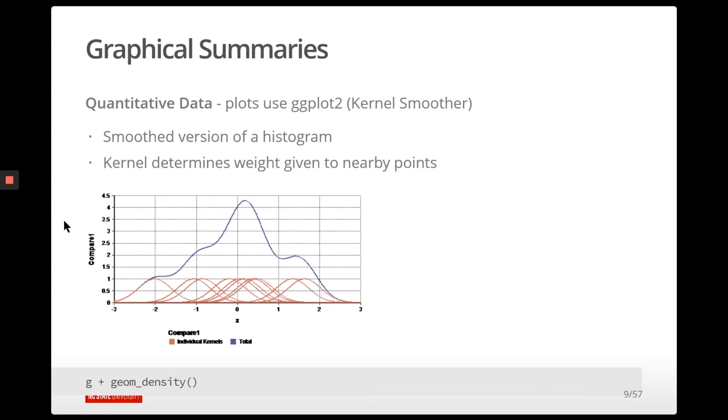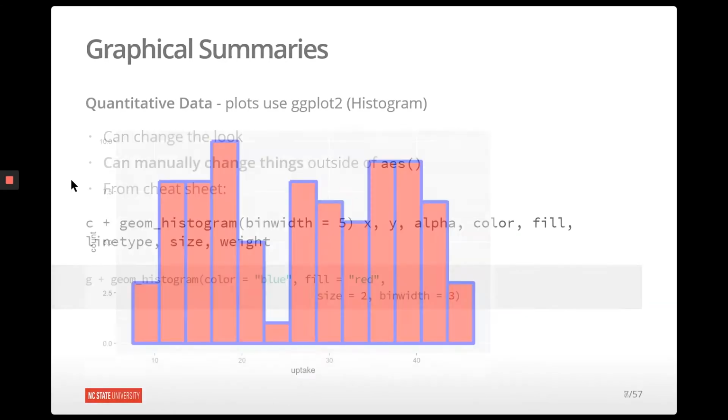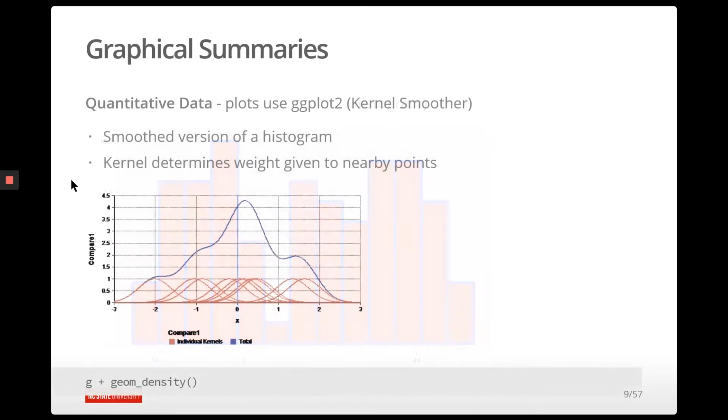So there are lots of different what are called kernels that you can use. This is a Gaussian kernel, or a normal distribution kernel, but there are plenty of different ways that you can figure out how to weight the points. But essentially what this does is it gets rid of that sort of static jumping around by changing the bin width, right? This smooths it across everything. And so the appropriate layer for a kernel density smoother is geom_density.